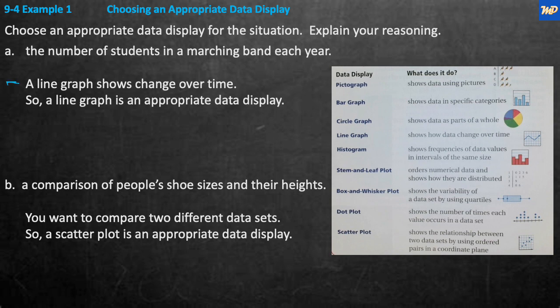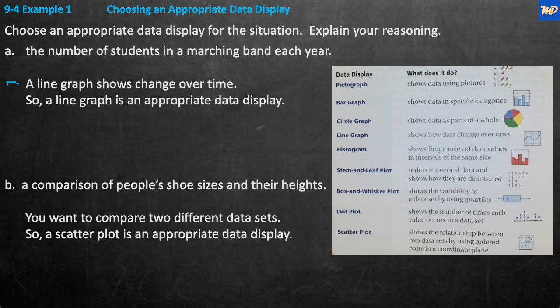So a line graph is an appropriate data display, because it goes up and down. There are other types of graphs that do the same types of thing, but this is a very good one for it. How about a comparison of people's shoe sizes to their height?